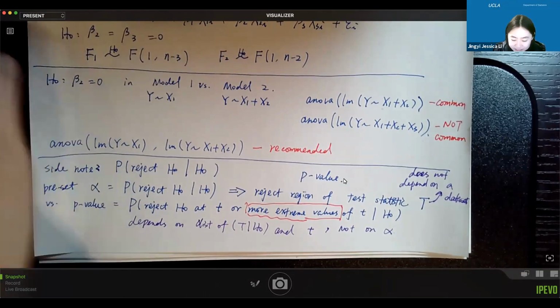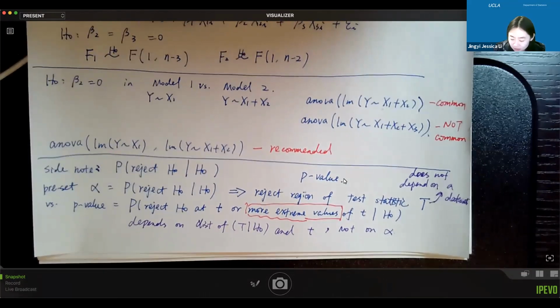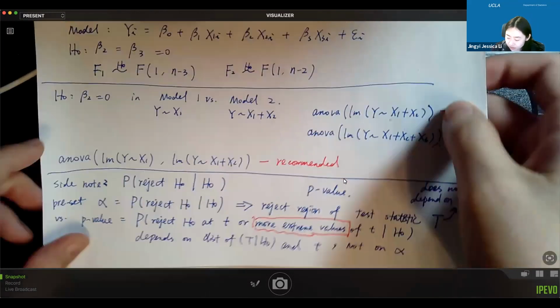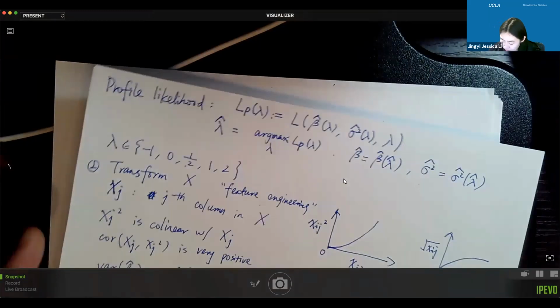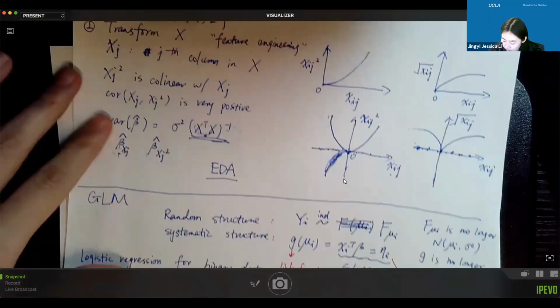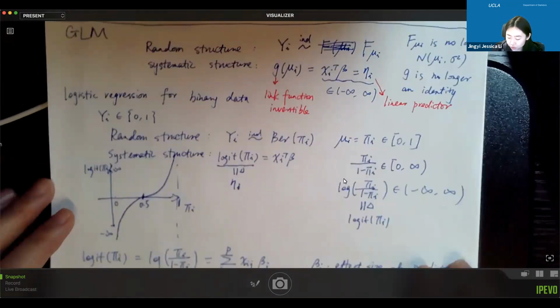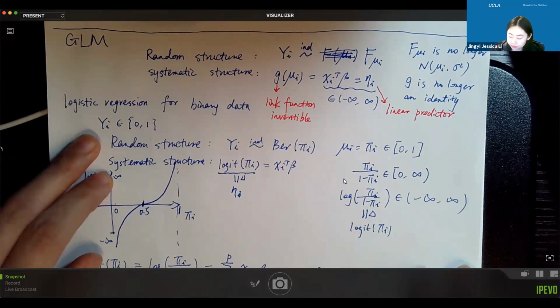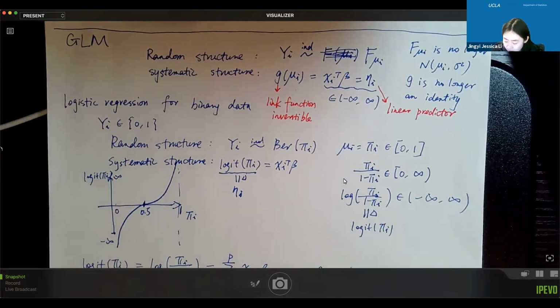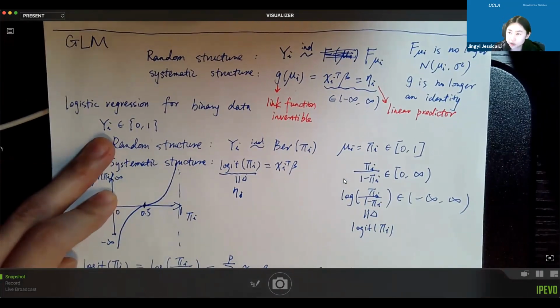Okay, so let's get back to our theme, logistic regression. Logistic regression is what we opened up last lecture. Let me find the notes. So this is what we have. What we said is that here, the response is binary. We first talk about logistic regression for binary data. The response is binary, 0 and 1.